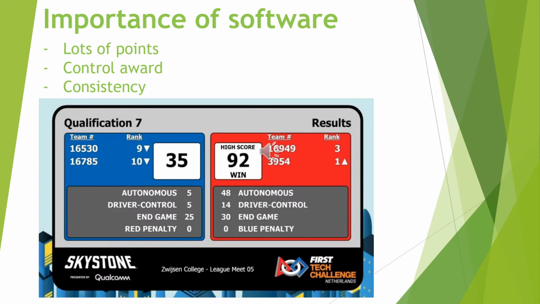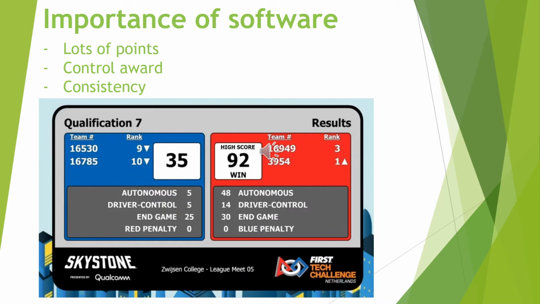The main reason we're giving this presentation today is because of the importance of software. Software can be very beneficial to your team. For instance, if you look at this scoring from a match from last year, you can see that in the driver control period and endgame, the scores vary only a little, but in the autonomous category, which is largely based on software, the difference is massive, and you can see that in the ending points.